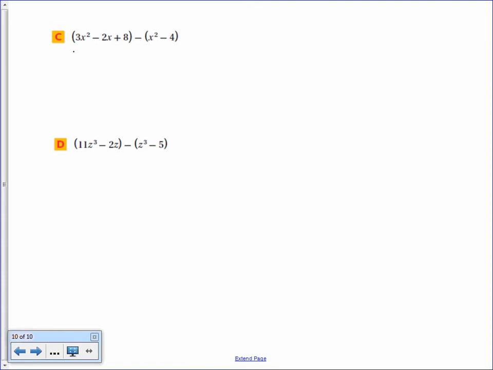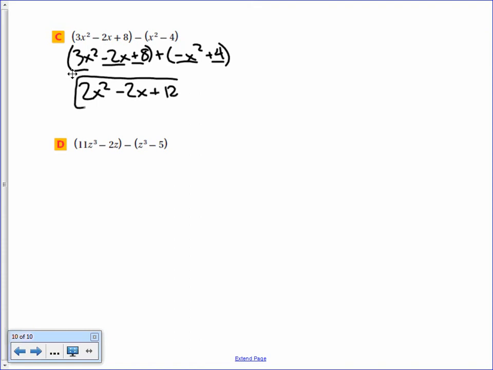So the last two problems here. So 3x squared minus 2x plus 8, and I'm going to add a negative x squared and then a positive 4. So flip all those signs. The x squareds will come together, so that's going to be a 2x squared. Negative 2x can't combine with anything, and 8 plus 4 will give me 12.